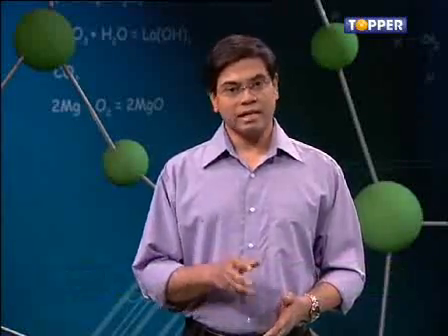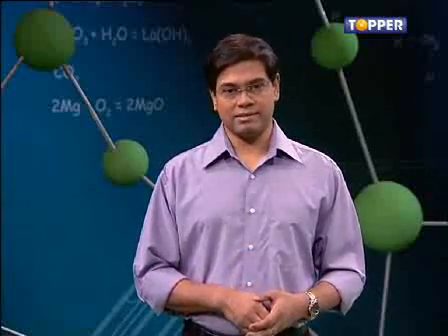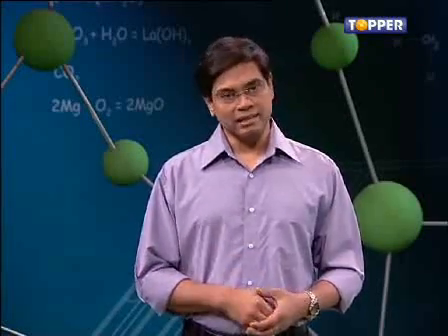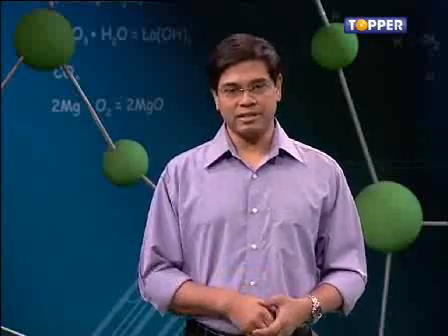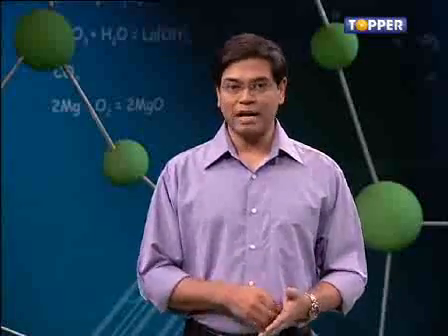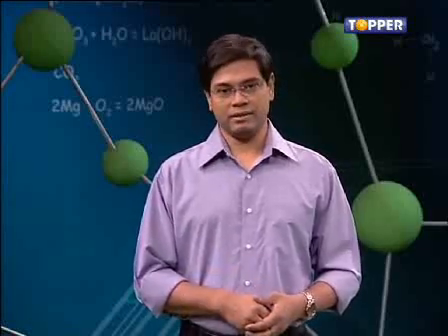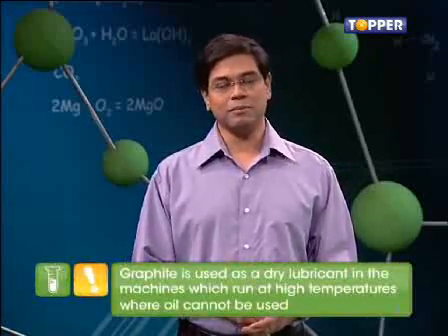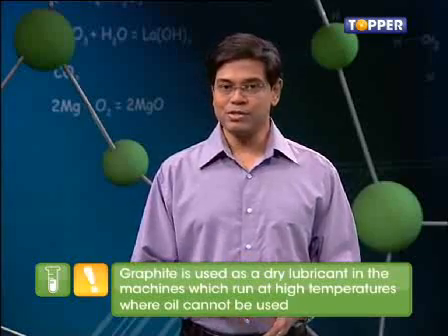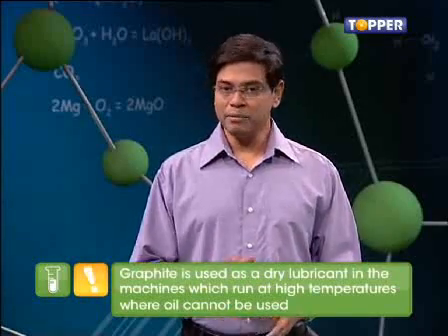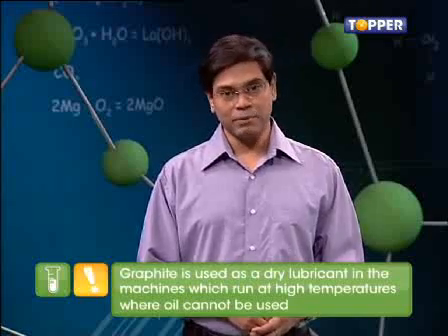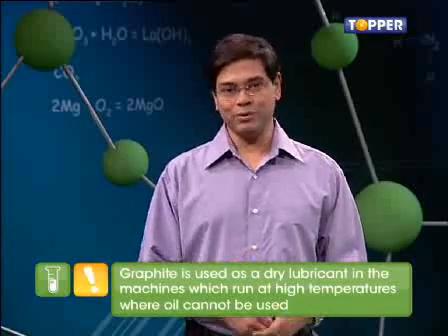This is because it cleaves easily between the layers. It has a metallic luster and conducts electricity. Because of the soft and slippery nature of graphite, it is also used as a lubricant. An important feature of graphite is that it is used as a dry lubricant in the machines which run at high temperatures where oil cannot be used.